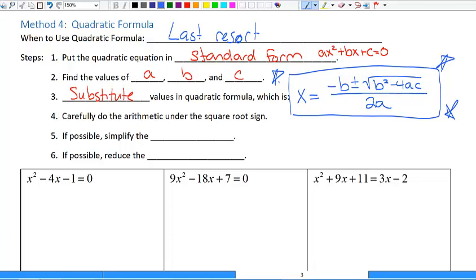Step 4 says to carefully do the arithmetic under the square root sign. So there's a lot of things under the square root: b squared minus 4ac. You need to carefully do that using your PEMDAS. Step 5 says, if possible, I want you to simplify the radical. Step 6 says, if possible, I want you to reduce the fraction. Okay, so in order to be successful when using the quadratic formula, you have to memorize the formula.